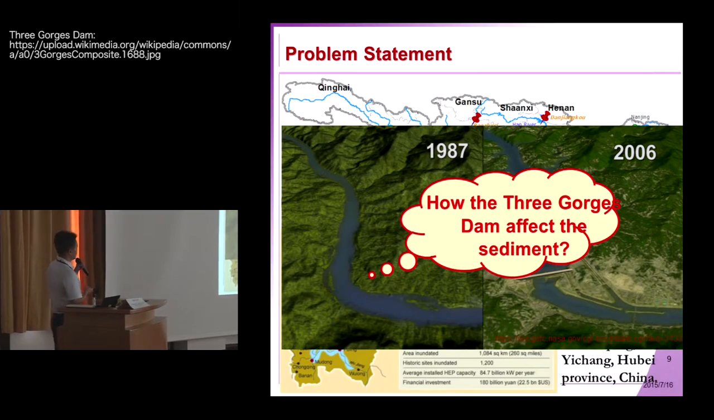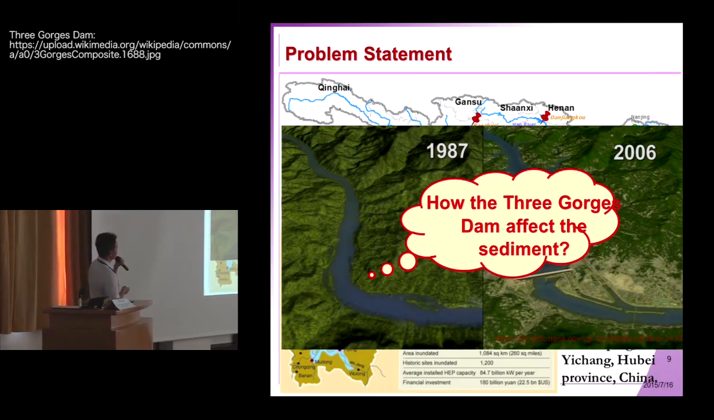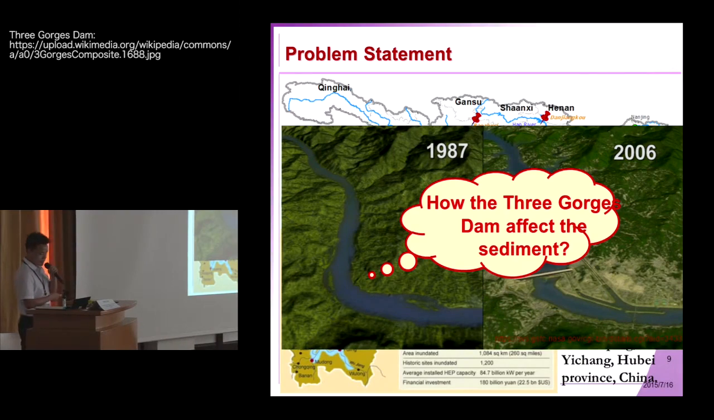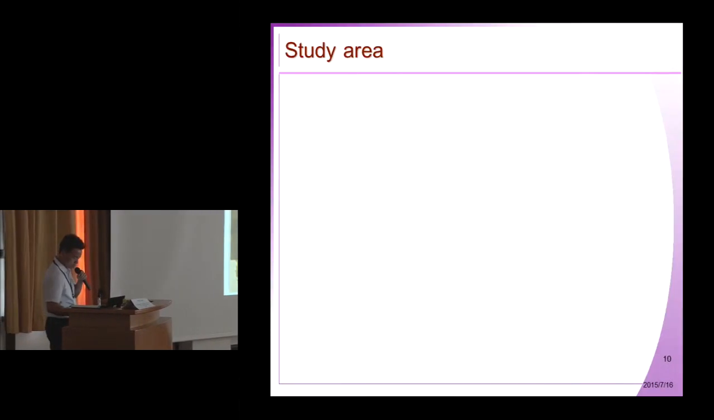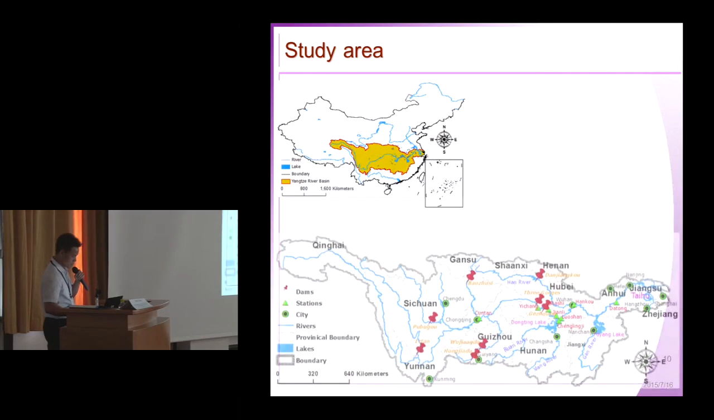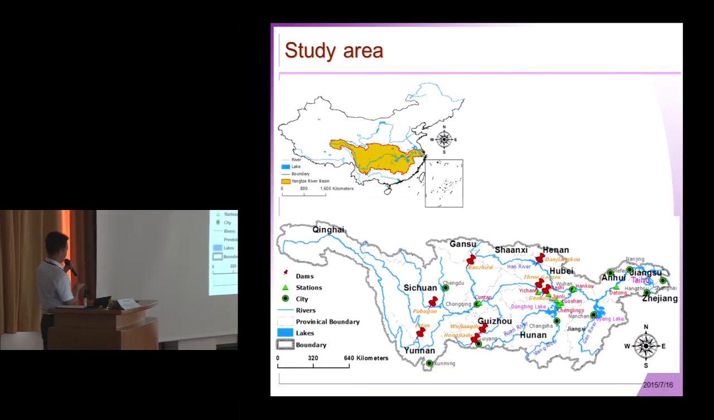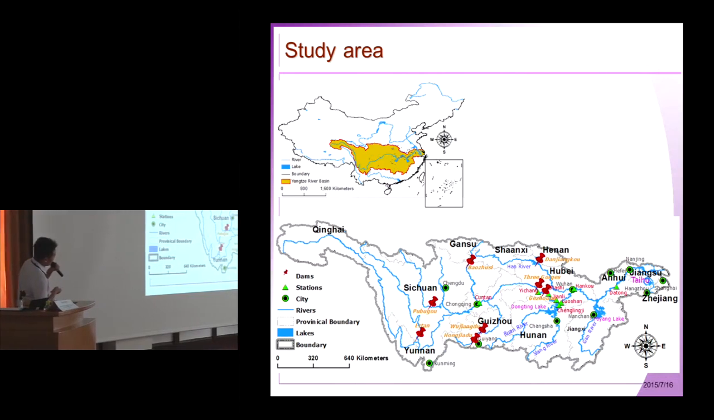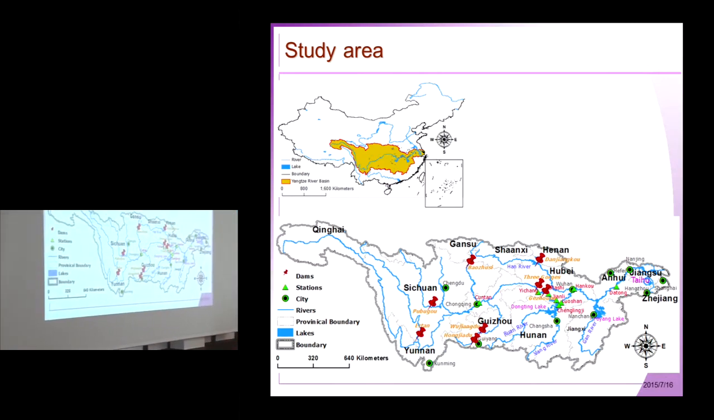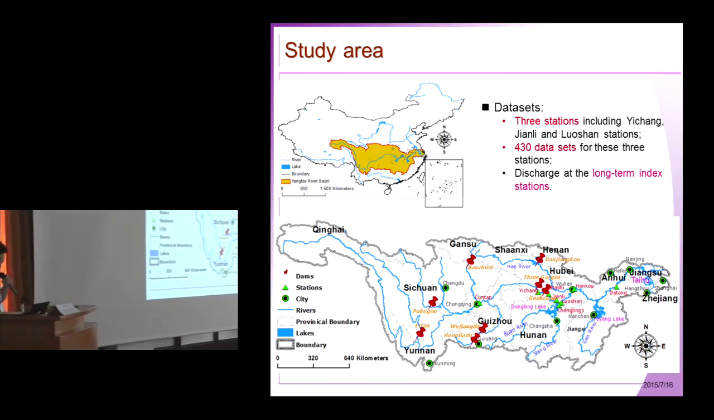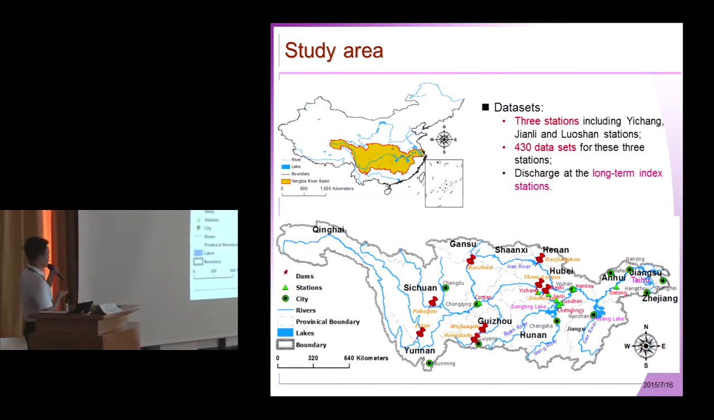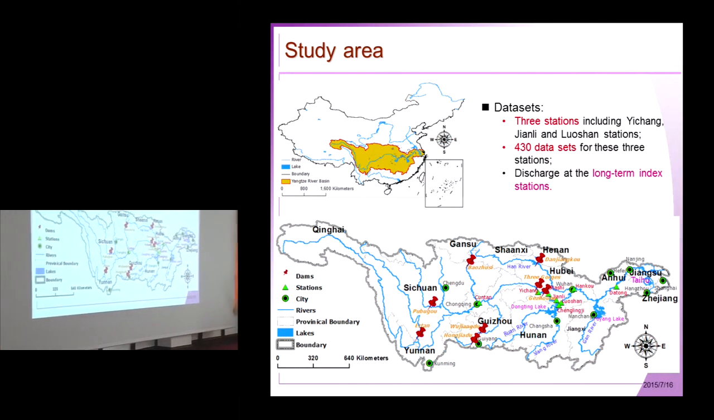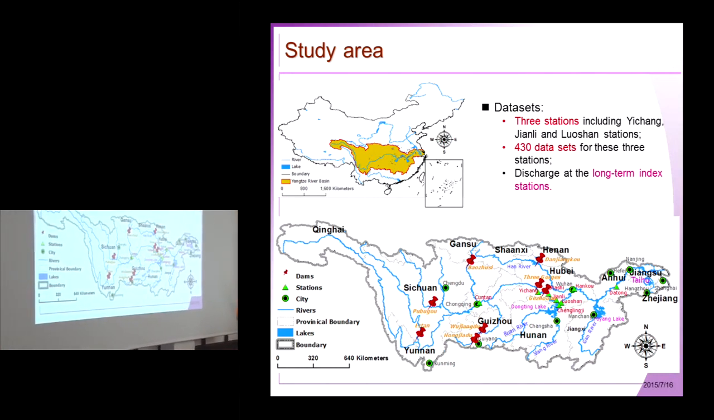So the second part is how the Three Gorges Dam affects the sediment. Here we just chose three stations. This one is just next to the Three Gorges Dam. Also, we get the discharge for the other stations to estimate the discharge at these three stations.